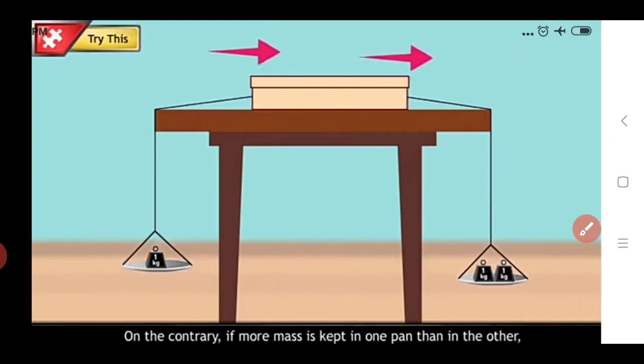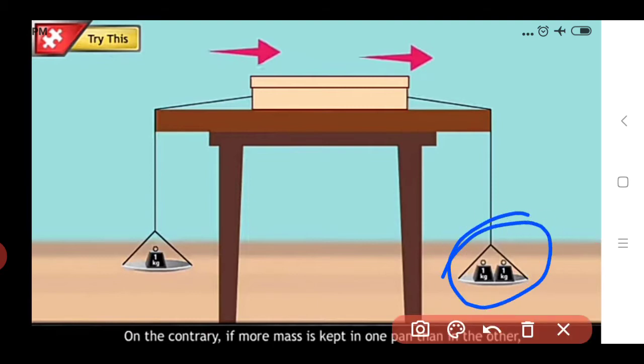Now let us see the other activity. In this activity, we add mass in one of the pans. After adding one more mass in one pan, the gravitational force acting on both pans becomes unequal. The gravitational force acting on this pan is more and on the other pan is less. So the force acting on the box from both sides becomes unequal. From this side the force is more, and here the force is less.